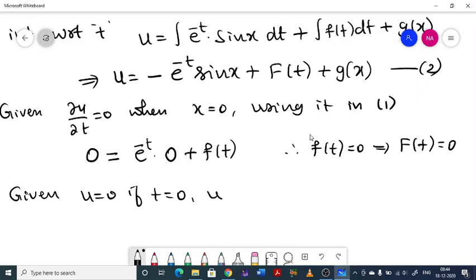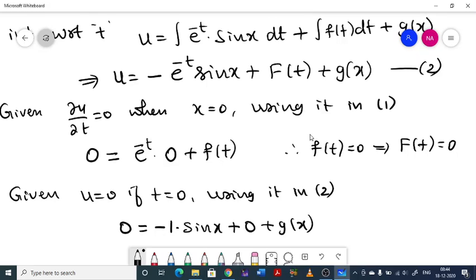So using this in equation 2, what do we get? 0 equal to minus e power 0, which is anyway 1, into sin x, plus f of t is 0, plus g of x. So from this I got g of x equal to sin x.